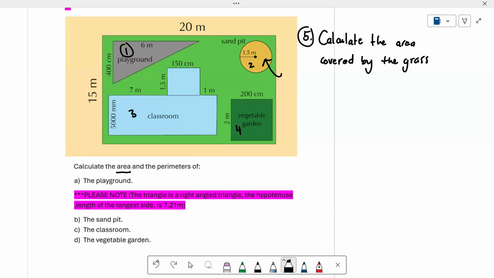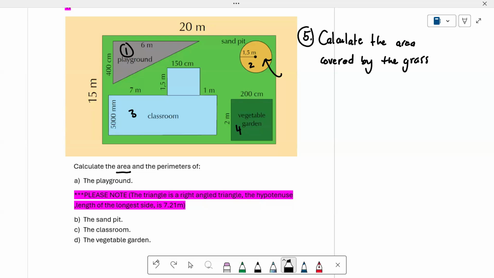We're gonna use the 15 meters and the 20 meters. Okay, good. Is that it? So we're gonna calculate the area of the rectangle. And then after that we're gonna calculate the playground, I mean inside the square, the rectangle. We're gonna calculate the playground, classroom, vegetable garden, and the sandpit. Yeah. And then you're done.